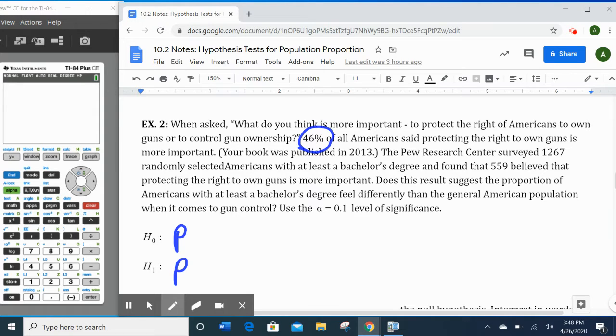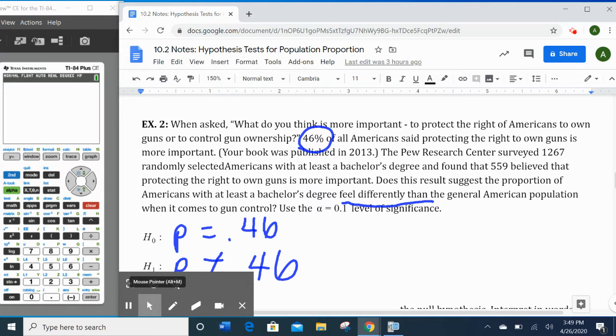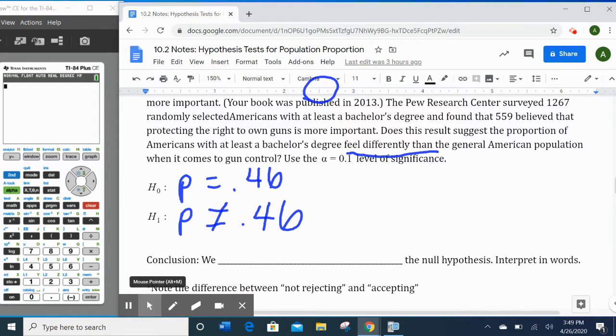So they say 46% of all Americans said protecting the right to own guns is more important. So the null hypothesis is that P is equal to 0.46. And what we are analyzing is, does this result suggest the proportion of Americans with at least a bachelor's degree feel differently than the general American population? So, feel differently does not specify greater than or less than. It simply means not equal to.